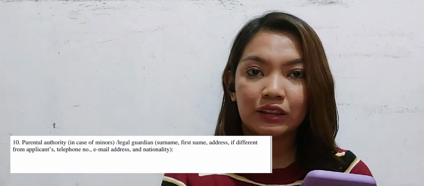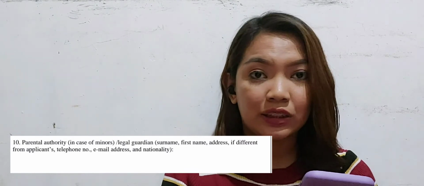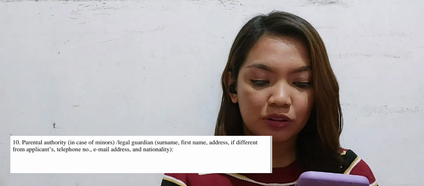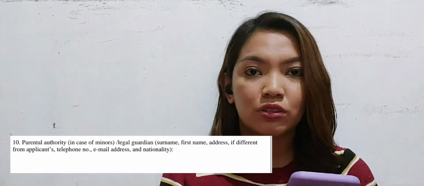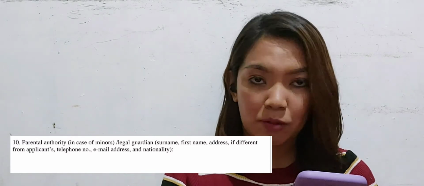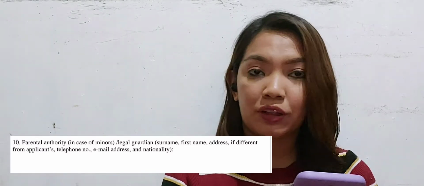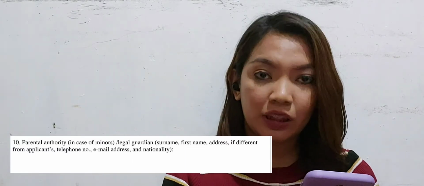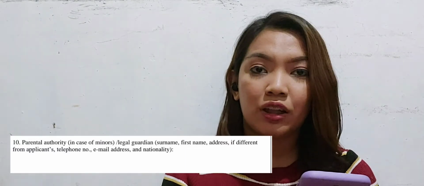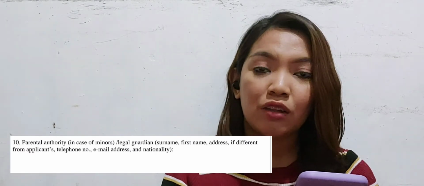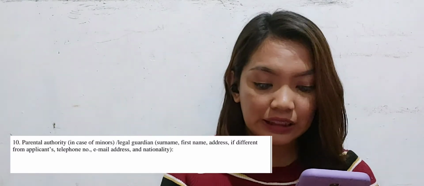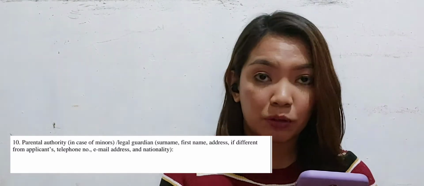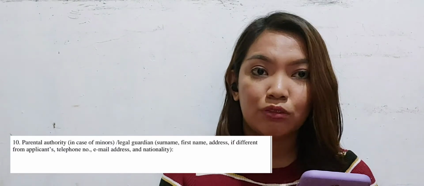You only need to answer this if you're a minor slash student. So this is the parental authority slash legal guardian's information. It's going to ask for the name. It's also going to ask for the address. You only need to write down the address though if they have a separate address from you. But if they have the same address, then you don't need to write it down. Next, it's going to be their telephone number, their email address, as well as their nationality.